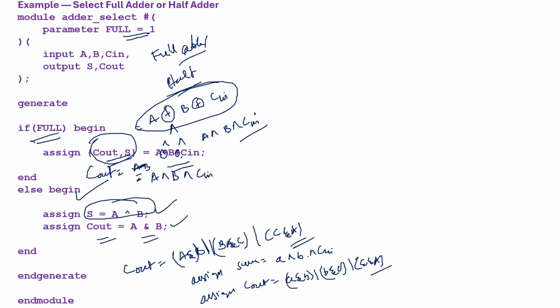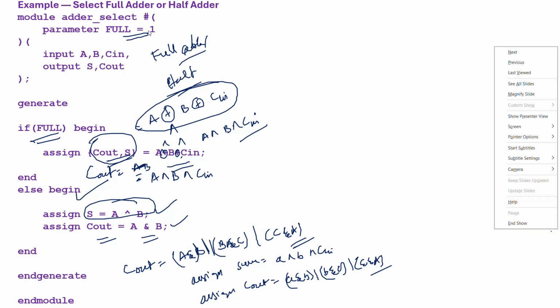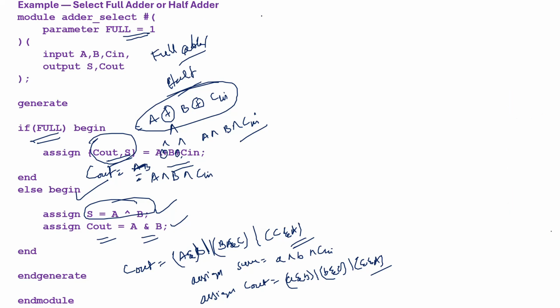Concatenation means you need to write some outputs combined together, then you can go for the concatenation. Suppose during the output time, A equals 4'b1011, this is my output, and B equals 4'b1100, this is my another output. I want to get the output like {A, B}, so then go for the concatenation. At that time we'll use the concatenation.